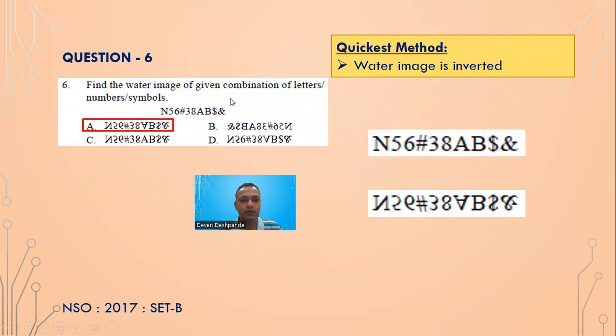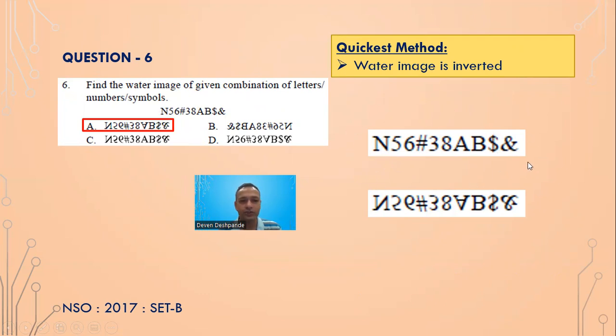Find the water image of the given combination of letters, numbers, and symbols. So here there is a series of letters, numbers, and symbols. How is a water image? Water image is inverted, isn't it? You must have seen the water image in some paintings or pictures. So water image is always inverted.